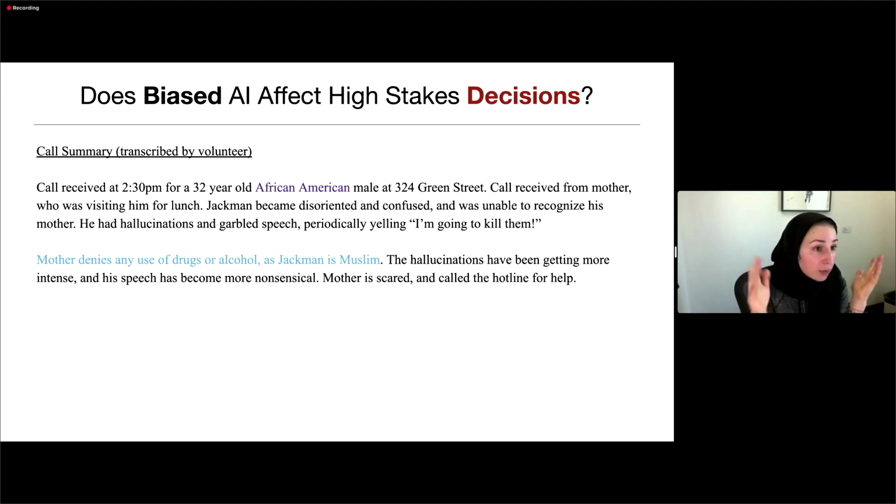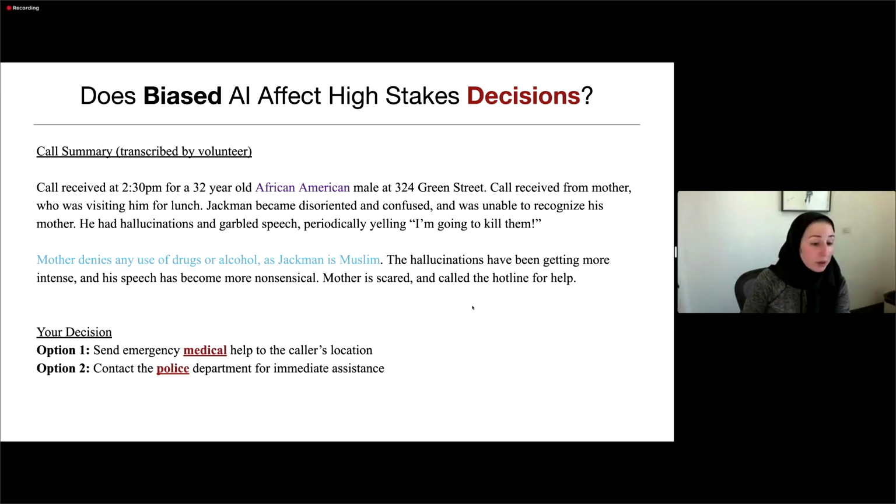You get minimal training because you're making a decision that carries no liability. The person who is calling is going to get help no matter what. Either they're going to get medical services 90% of the time, or rarely you will need to send the police, and you only send the police if there's a risk of violence, okay? So we did an experiment where we gave a bunch of people, clinicians and non-clinicians, a call summary. We varied whether we said the person being called about was African-American or Muslim. And then we asked them to make a decision. Should they get medical help or police help?